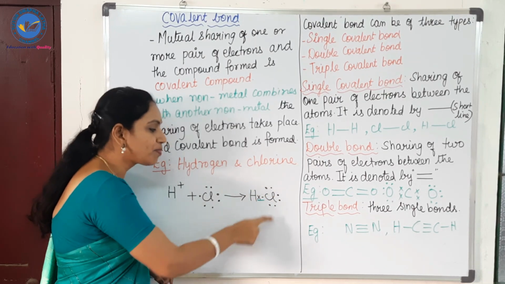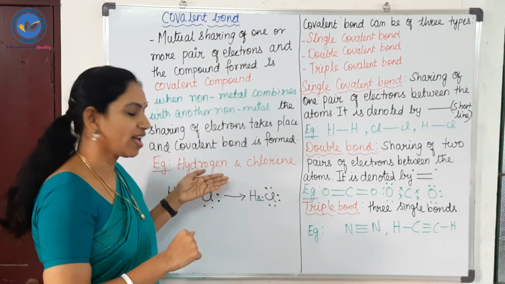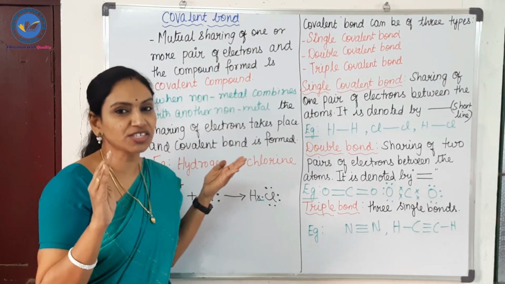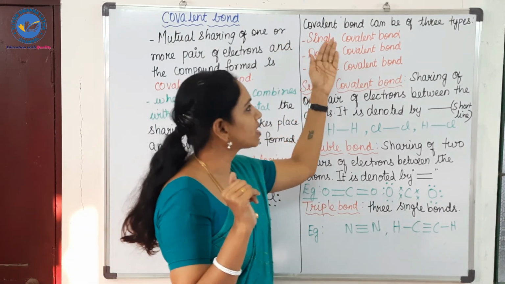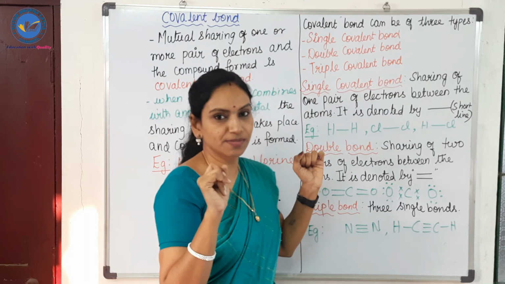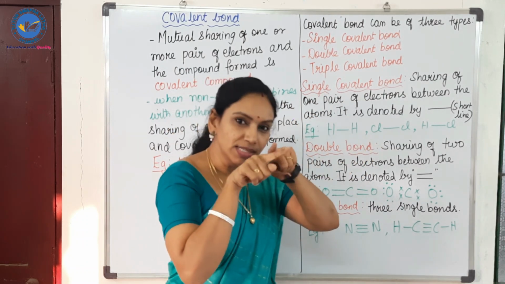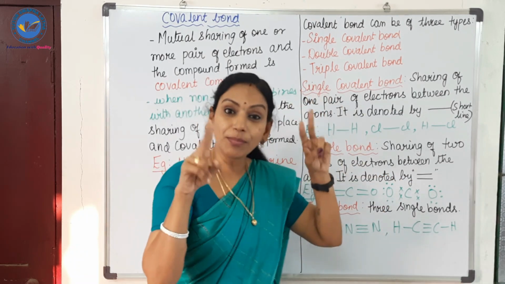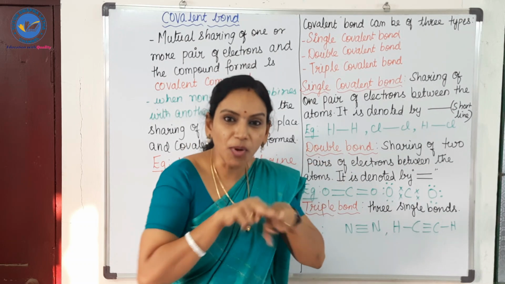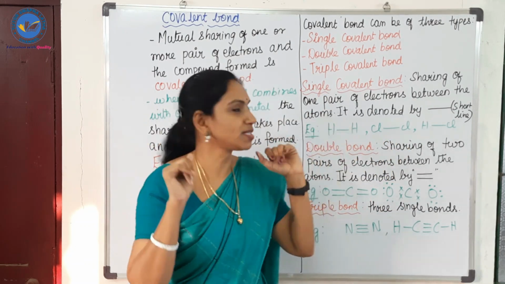So this type of bonding is called covalent bonding. Okay, so this is about the introduction of covalent bonding. Next, covalent bond can be of 3 types. Number 1, single covalent bond or single bond; number 2, double covalent bond or double bond; number 3, triple covalent bond or triple bond.